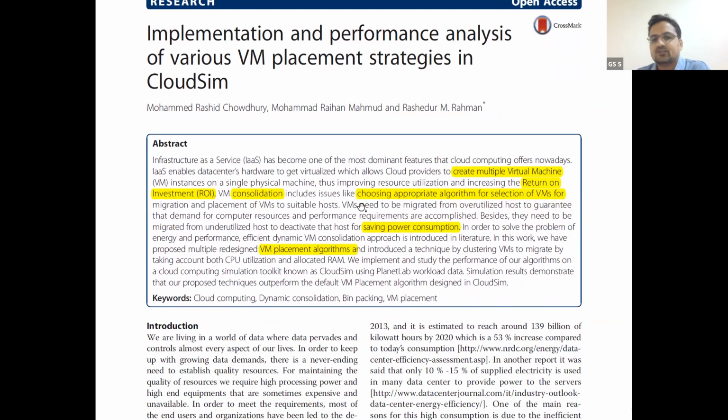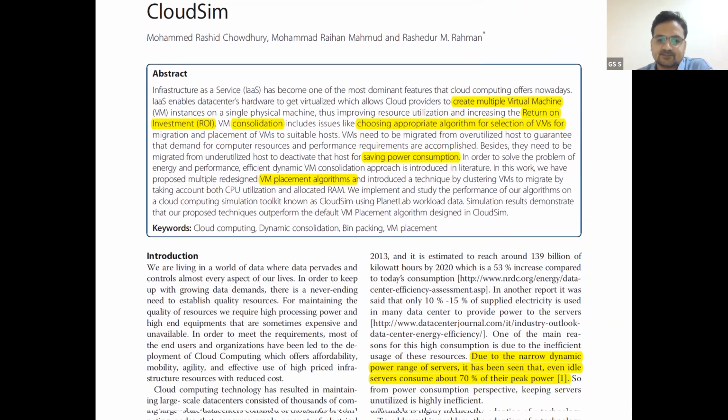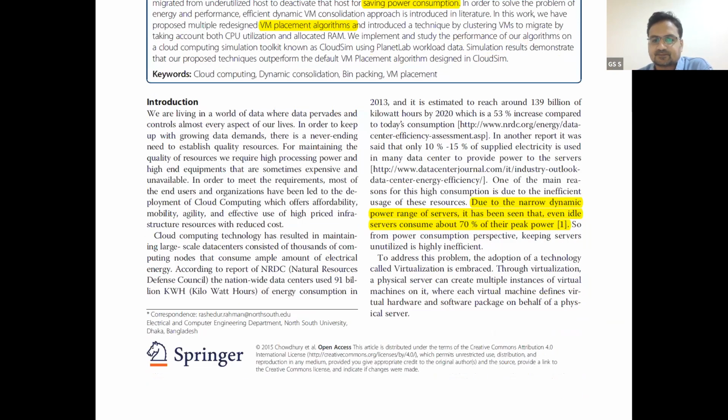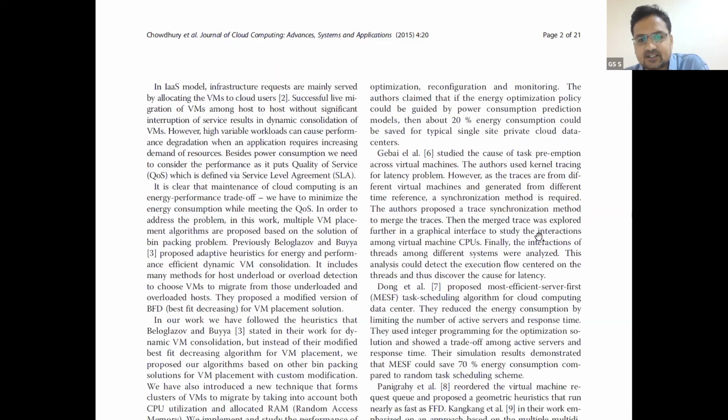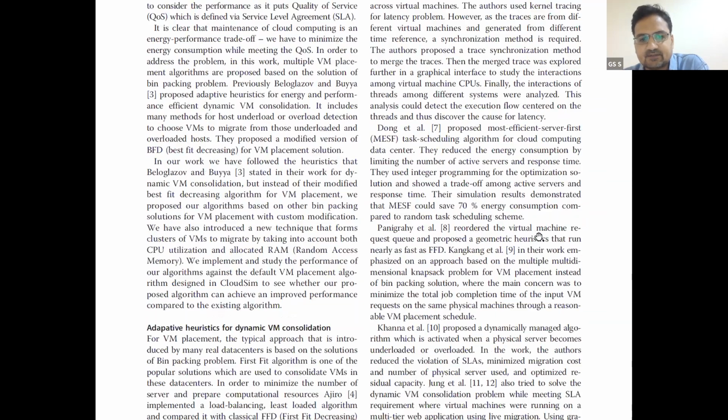One thing I forgot, you may want to do VM placement for minimal power consumption. Last meeting I said that in bin packing we have an aim that a minimal number of servers should be switched on, and others may be switched off to save power. Due to the narrow dynamic power range of servers, it has been seen that even idle servers consume about 70% of their peak power. So we should not keep idle servers; ideally we can switch them off, and whenever there is a need, we can start them.